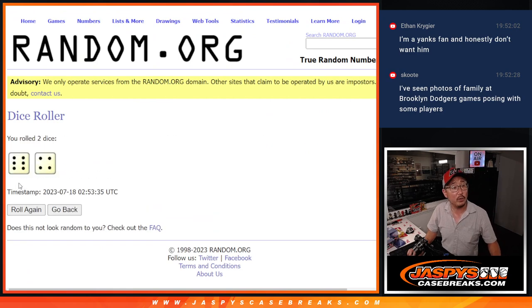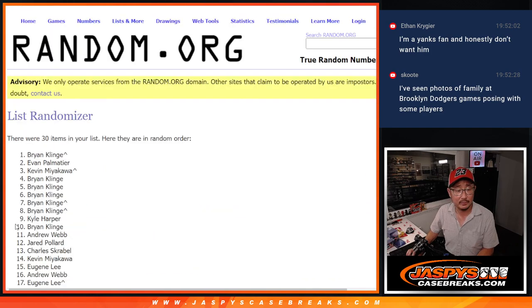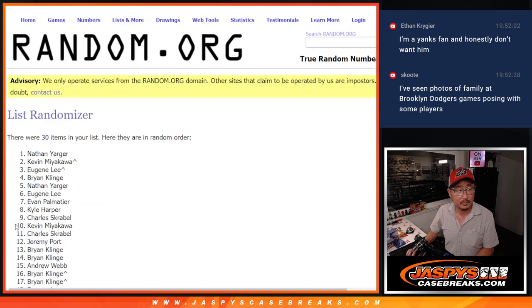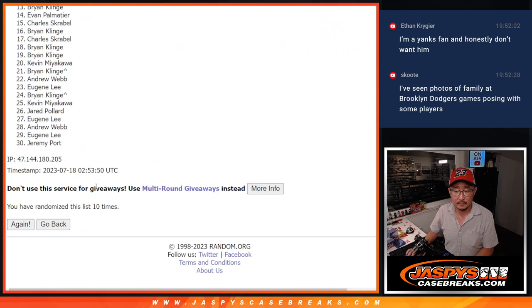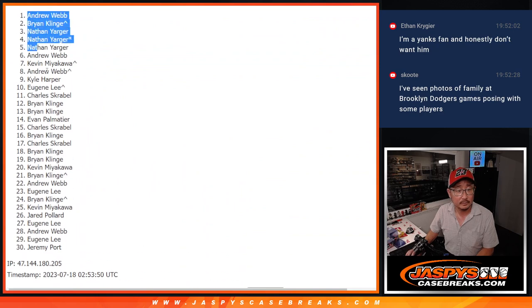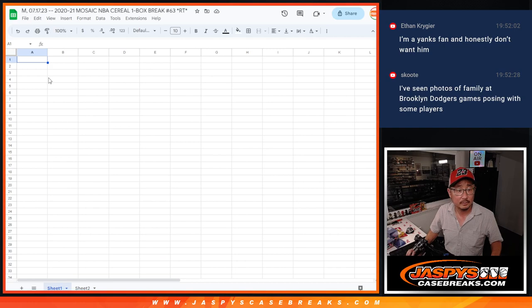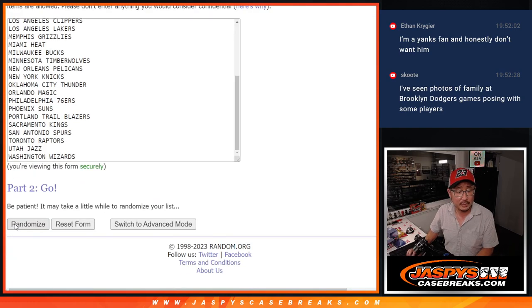All right, so now let's roll it, randomize it. Six and a four, 10 times for the break itself. Different dice roll for the Obsidian spot giveaway. Six and a four, 10 times for the teams.